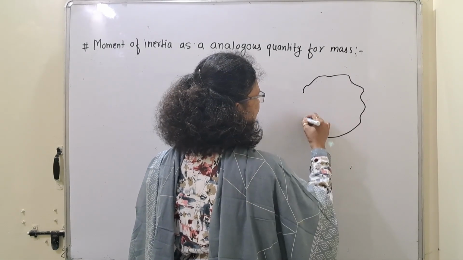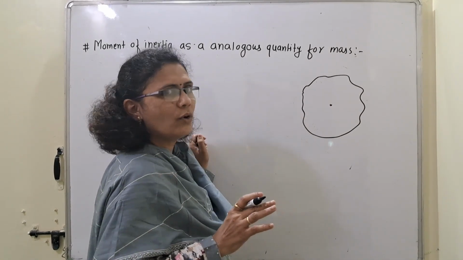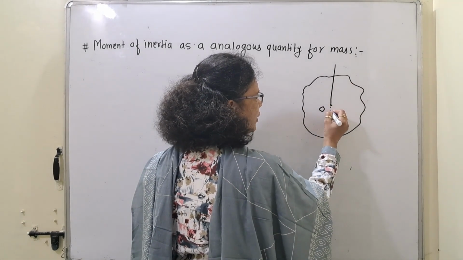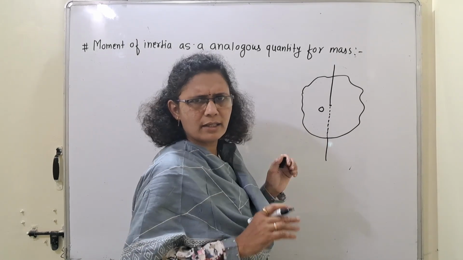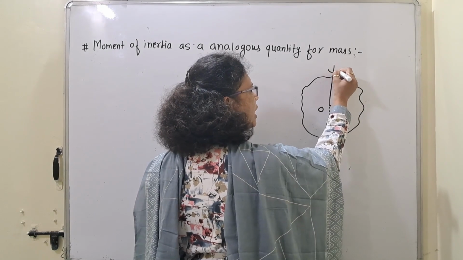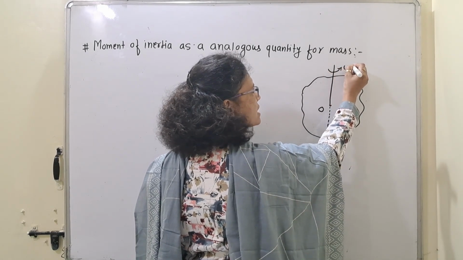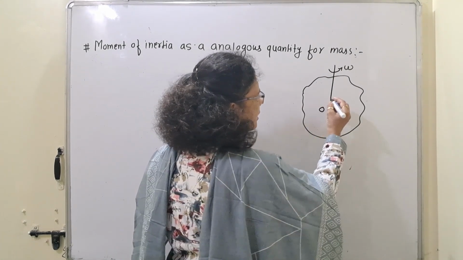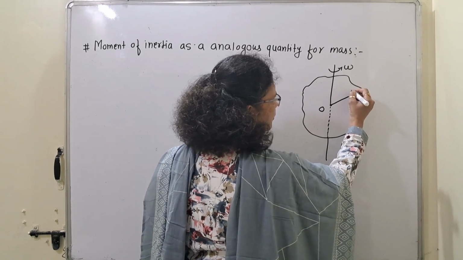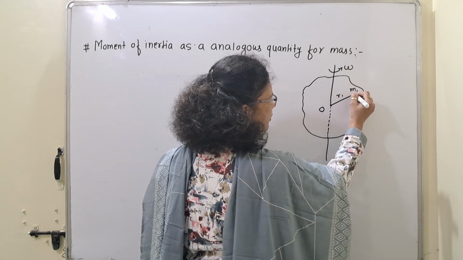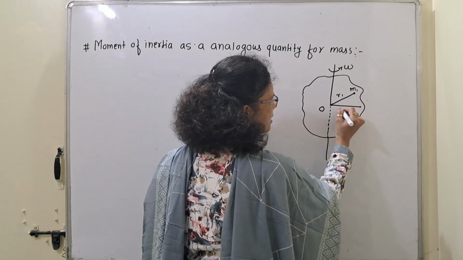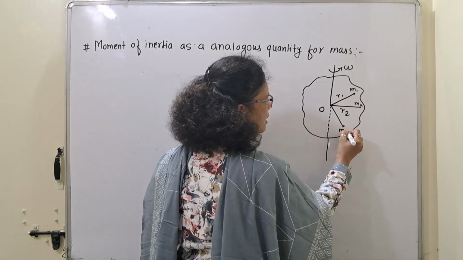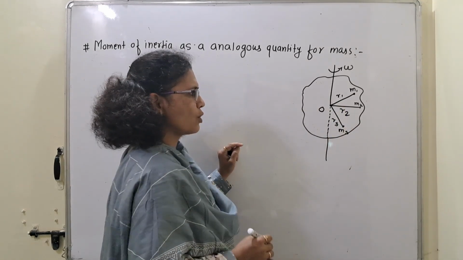If I consider a body rotating with uniform circular motion, means this body is rotating about its own axis passing through this point O. Any body you can consider, any shape of the body. This is rotating about its own axis with the angular speed omega. Uniform circular motion means omega is not going to change. If I take various particles, that is one particle m1 at distance r1 from this axis of rotation, another particle m2 at distance r2 from the axis of rotation, and m3 at distance r3 from the axis of rotation.